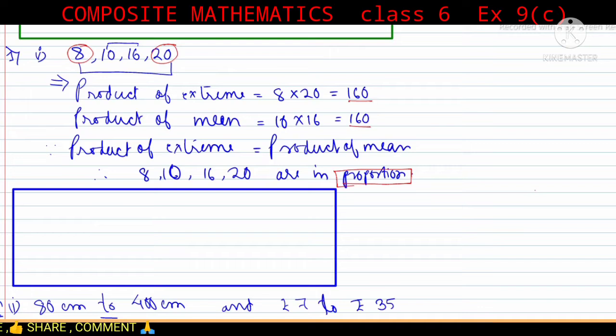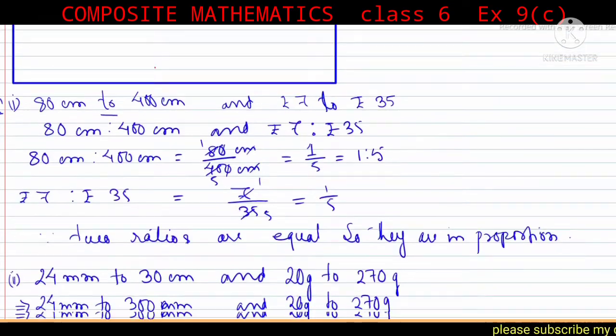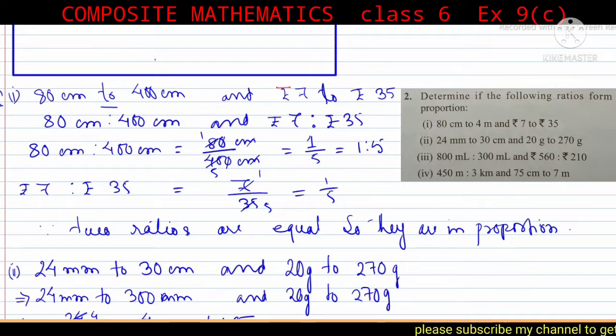Now we will go to question number 2. You see what is given in question number 2: determine if the following ratios form a proportion. The first is 80 centimeters to 400 centimeters, and 7 rupees to 35 rupees. I have written this.